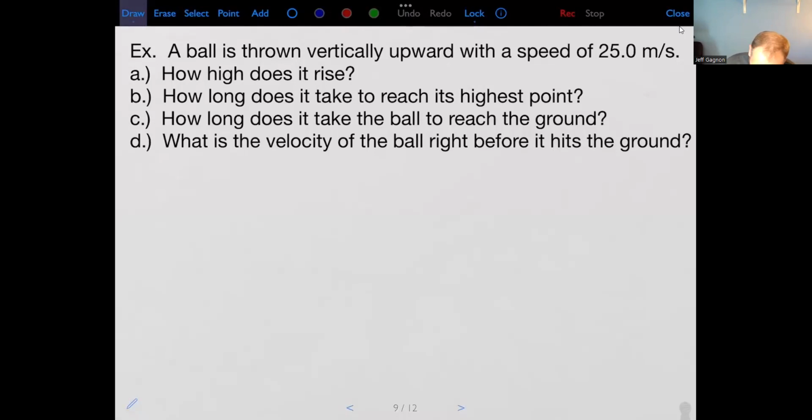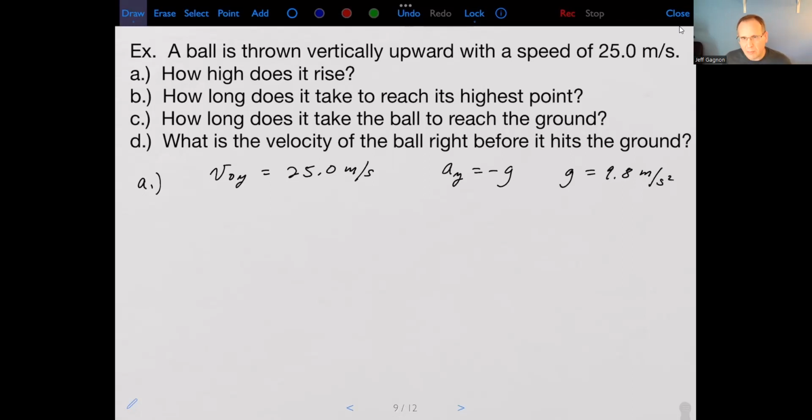So, okay, what do we know in this problem? Well, first thing, I know that my initial velocity in the y direction is 25.0, right? Because it's thrown up, so it's positive. That's the speed that it leaves the person's hand at. So the velocity is positive 25.0 meters per second. We also know that a_y is minus g, but it's already built into the equation. So really all we need to know is g is 9.8 meters per second squared. The negative is already built into the equation for you.